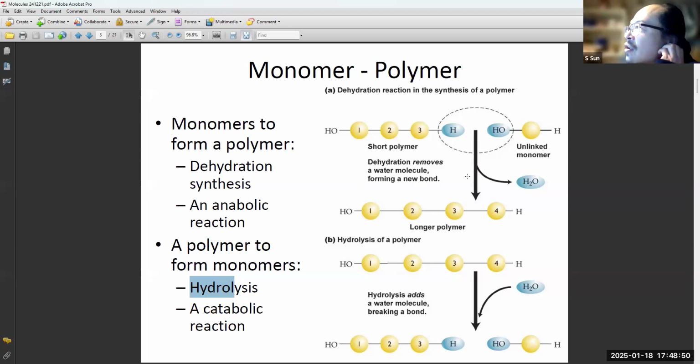This one is called dehydration, because dehydration removes that water to the environment. Synthesis is the term for production. So from monomers to a polymer is dehydration synthesis, an anabolic reaction. From polymer to monomer, that is hydrolysis breakdown, a catabolic reaction. So terminology, okay, you need to know this.